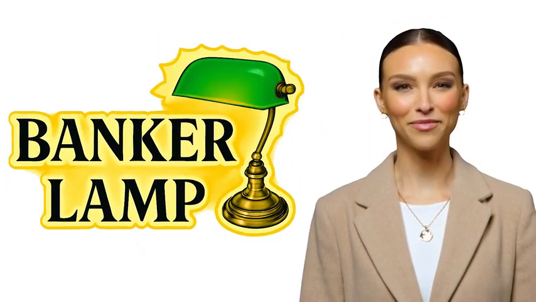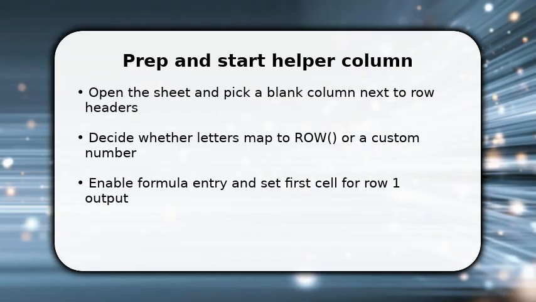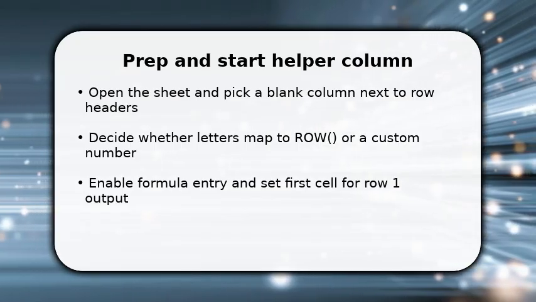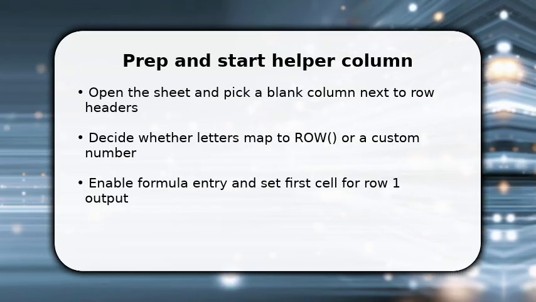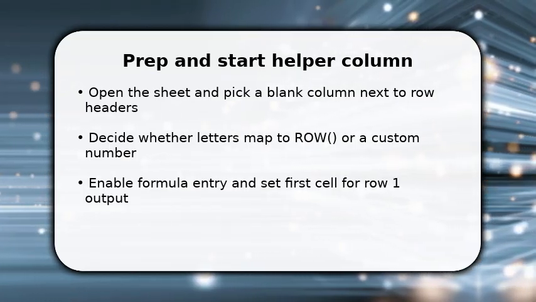Please enjoy the video. You begin by adding a helper column that will show alphabet labels for each row. Choose the column immediately left or right of your data so it's obvious. This preserves Excel's native row headers.